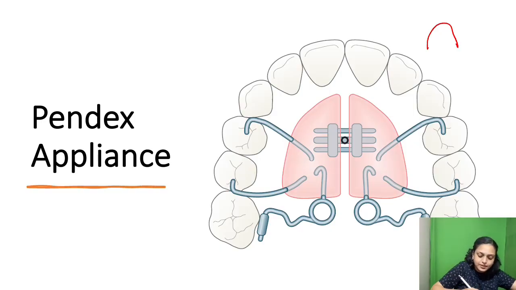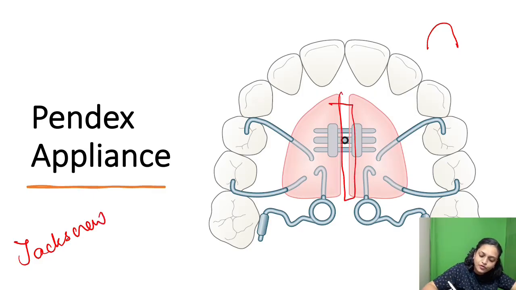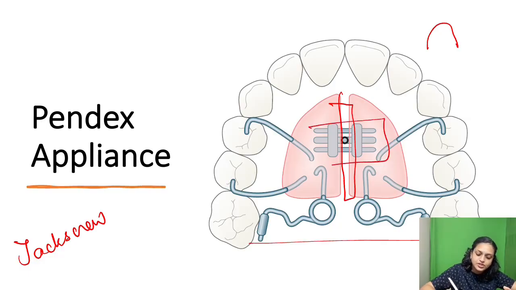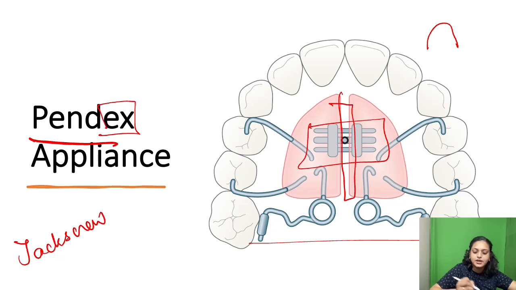So pendex is nothing but there is a jack screw attached to the midline of the Nance palatal button, and these are the normal pendulum springs. So this jack screw, if it is there, it is called as a pendex appliance. Pendulum expansion appliance. That's why it's called as a pendex.